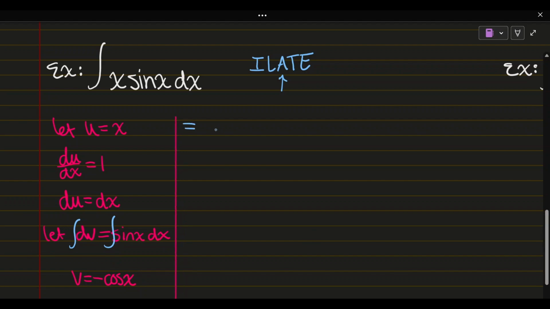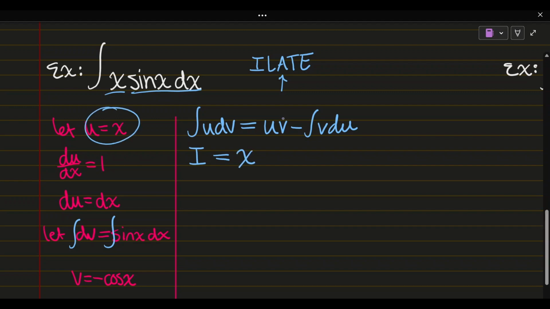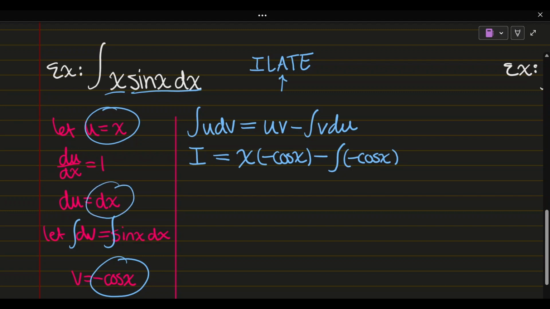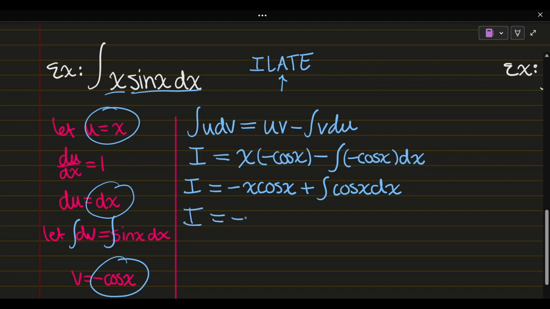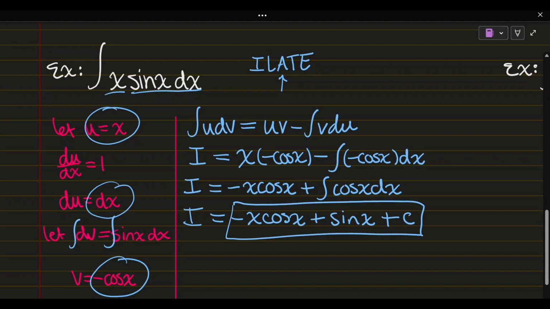So my formula for integration by parts is that the integral of u dv, which this is my u, this is my dv, so this is my integral, is uv minus the integral of v du. Okay, so that tells me that my integral here, I'll call it I, is equal to u, which we just said was x, times v, which we said was negative cosine x, minus the integral of v, which is negative cosine x, du, which in this case is dx. So my integral I is equal to negative x cosine of x plus the integral of cosine x dx. Well, the integral of cosine x is just sine x, so this becomes negative x cosine x plus sine x plus c. And this is the integral of x sine x.